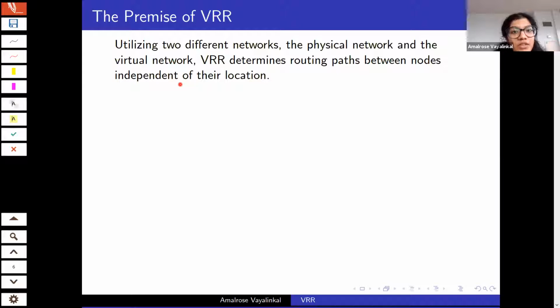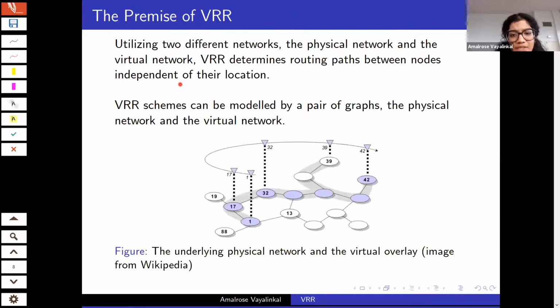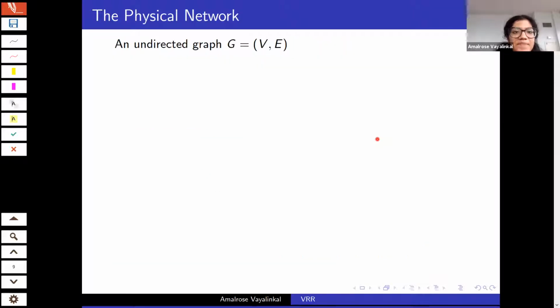The premise of virtual ring routing, or VRR, is that by utilizing two different networks, the physical network and the virtual network, VRR determines routing paths between nodes independent of their location. VRR schemes can be modeled by a pair of graphs, the physical network and the virtual network. Here's a diagram where the underlying structure is the physical network, whereas this ring you see here is the virtual overlay.